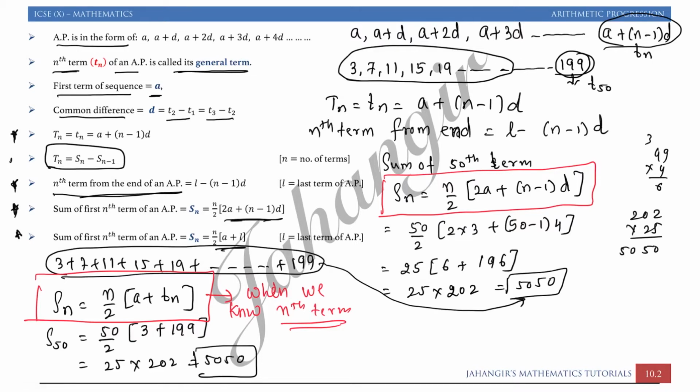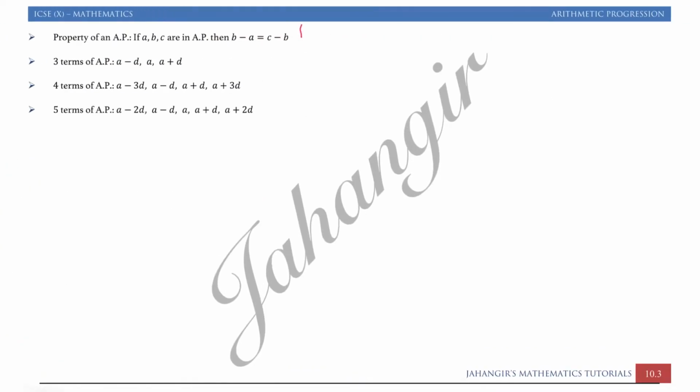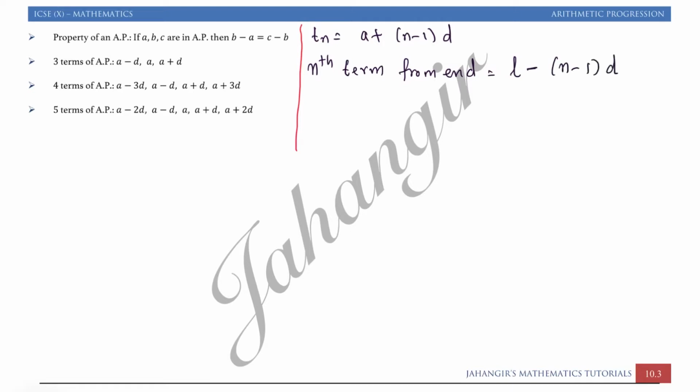So let us revise all formulas. So first formula is the nth term formula, that is Tn is equal to a plus n minus 1 into d. Then nth term from end, that is L, which is last term. L is called last term, minus n minus 1 into d, and in place of L you can even write Tn. You can even write Tn minus n minus 1 into d when last term is given.